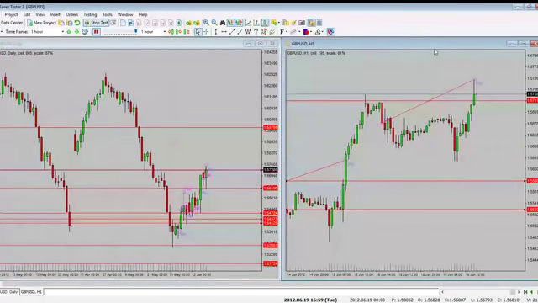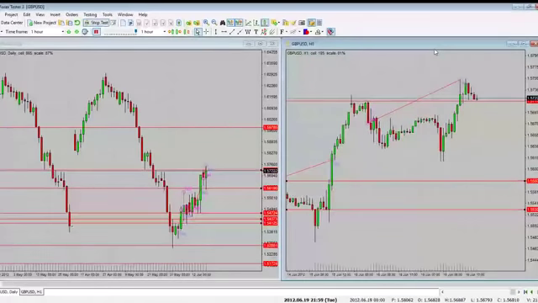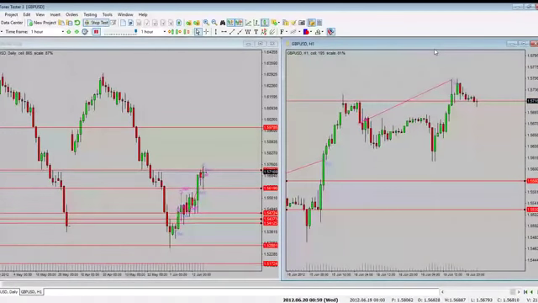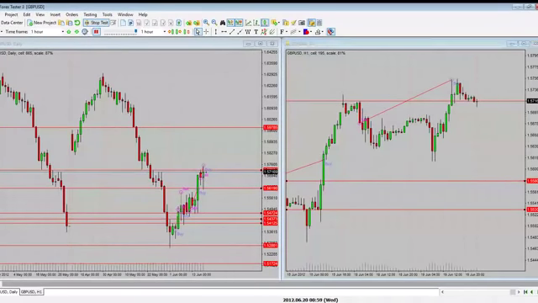Actually, let me see if the daily is closed yet. Not quite closed yet. Okay, so now the daily is closed. So daily candle close is bullish. What are we looking at?